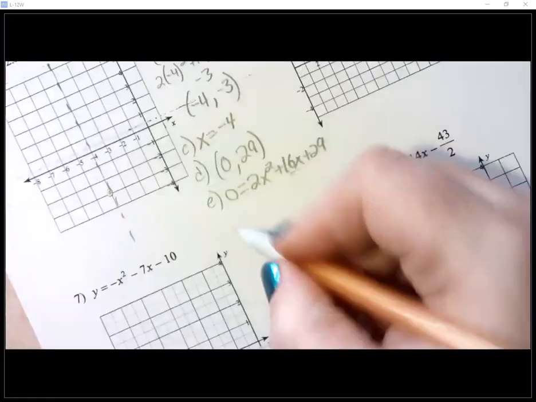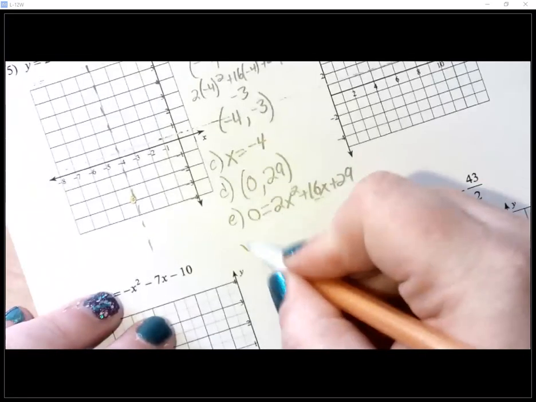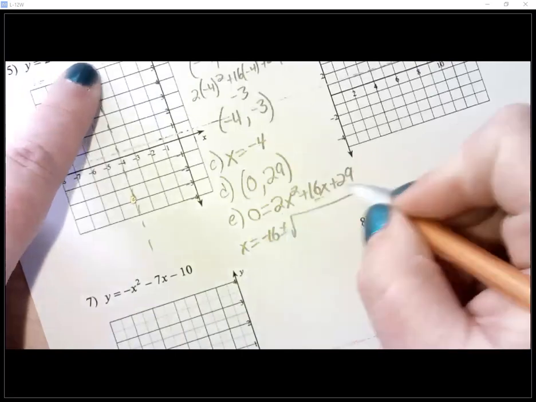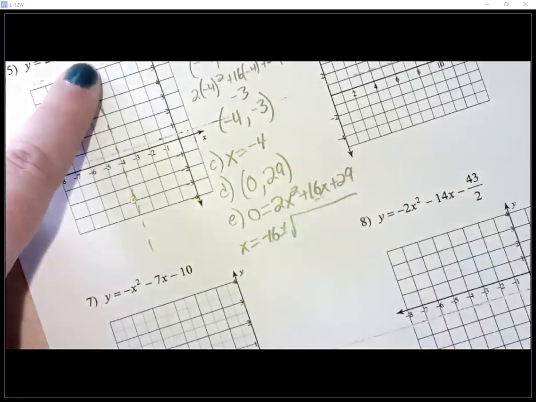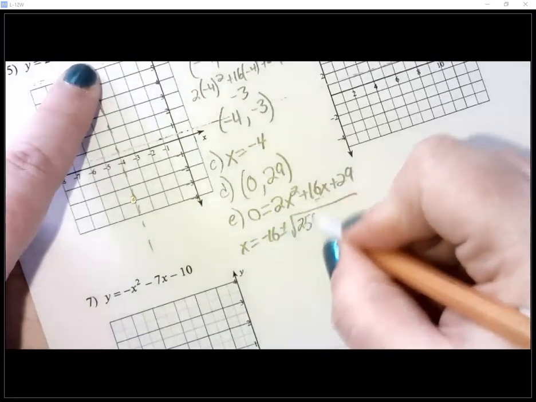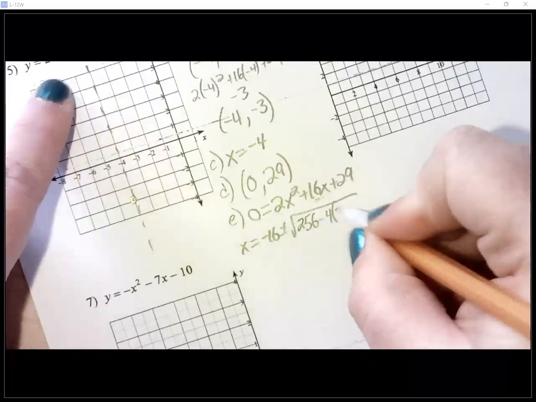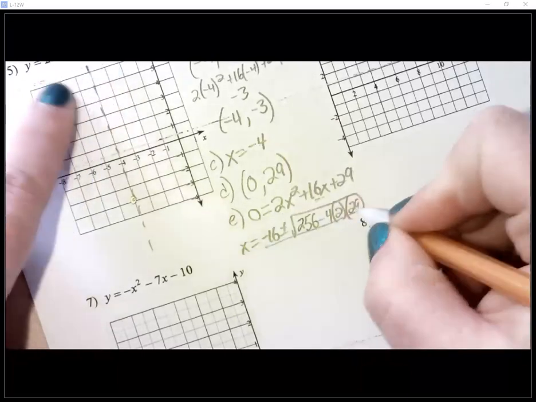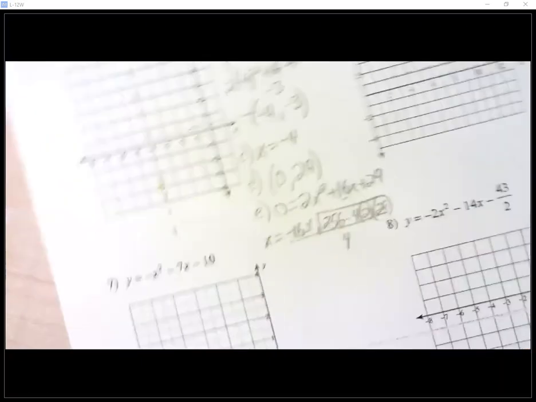So let's see. X equals negative B plus or minus the square root of B squared. 16 squared is, I always forget that one, 256. Minus 4 times A times C, which is 29. All over 2A, which would be over 4. And then I just have my calculator do all that work for me.